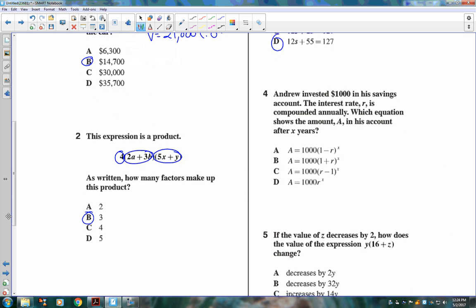Number 4, Andrew invested $1,000 in his savings account. The interest rate R is compounded annually. Which equation shows the amount A? Well, it says it's compounded annually. Okay, so we're looking for a positive factor. So you can rule out A and C because it has 1 minus R. B is the only one that shows growth.